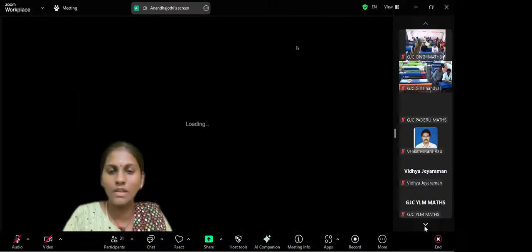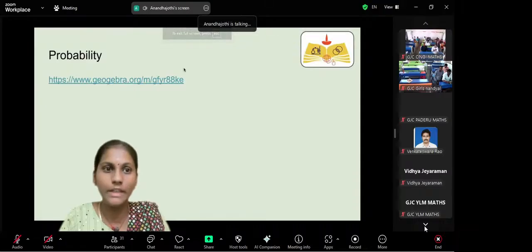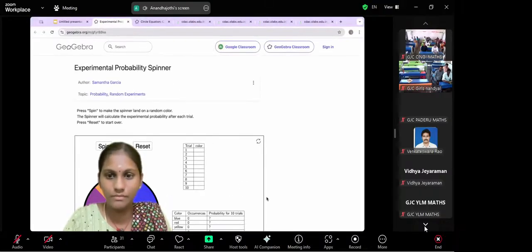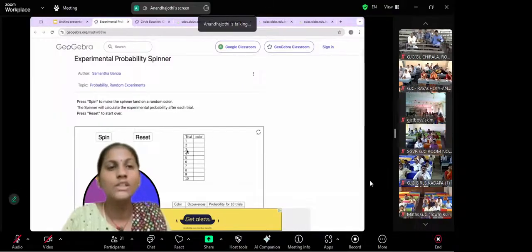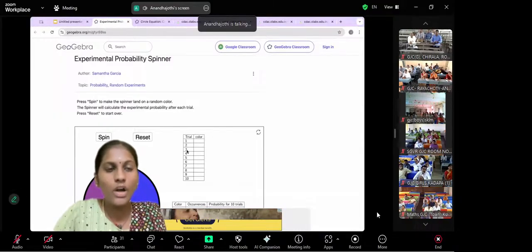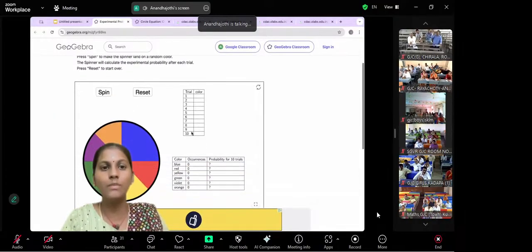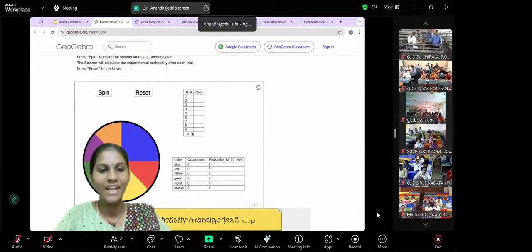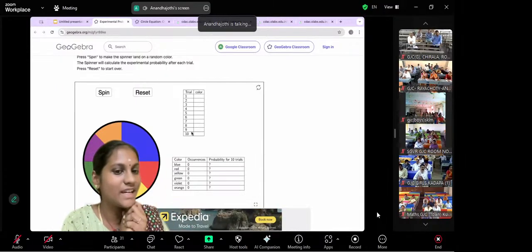So the next thing we are going to see is probability, right? Super. For probability also, I have taken the simulation from GeoGebra. See, here we are provided with a spin wheel. Why do we remember these spin wheels from other places?